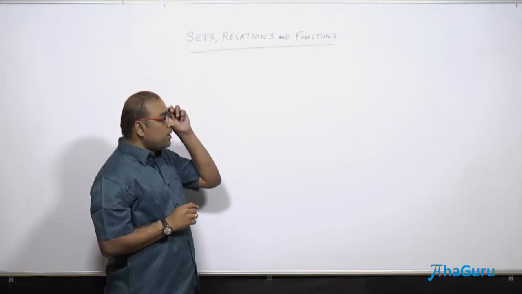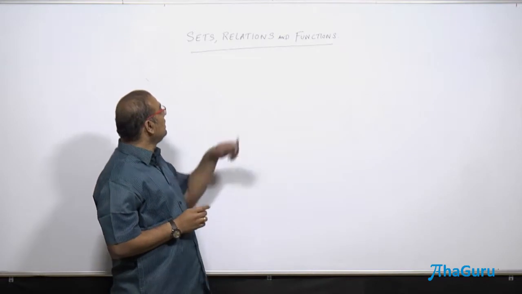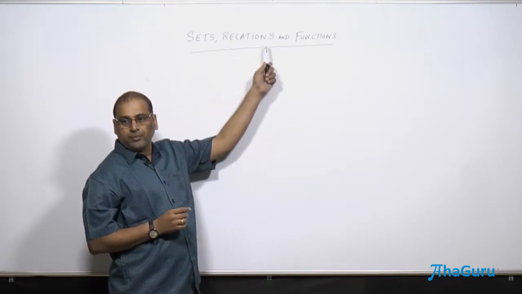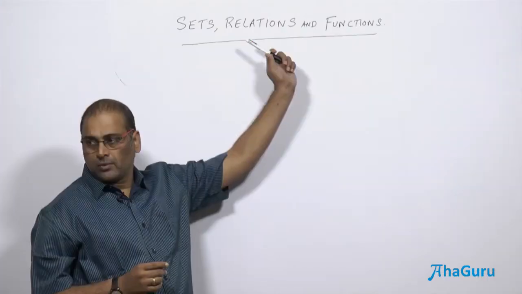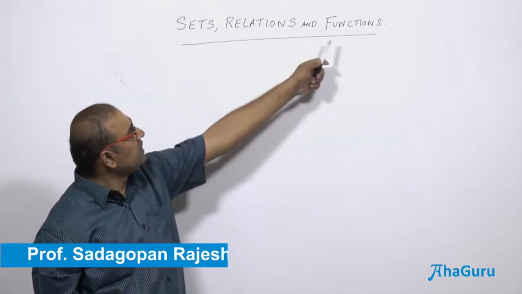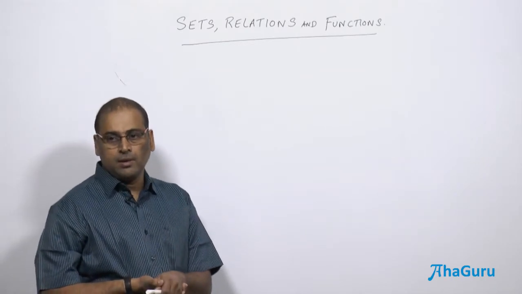This is extremely important. So sets, relations, and functions. So basically, a relation is nothing but a link between sets. So that is relations. A set is something different, and a function is a particular type of relation. So these things are important.